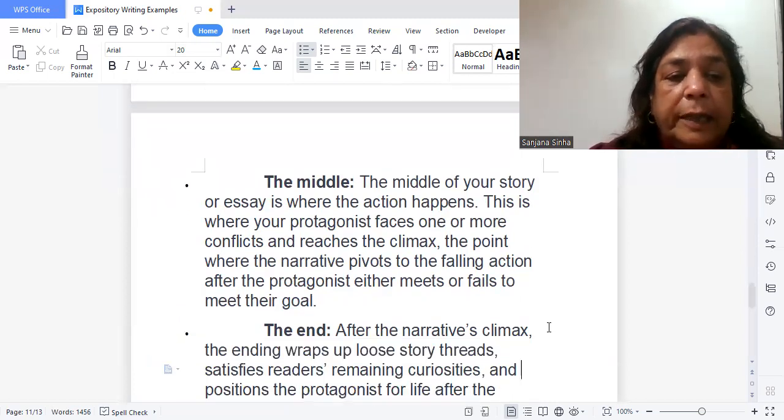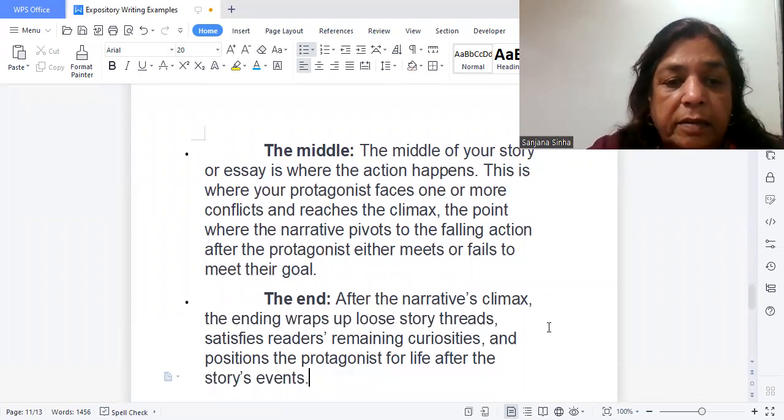And then, of course, the end. The end, after the narrative's climax, wraps up loose story threads, satisfies readers' remaining curiosities, and positions the protagonist for life after the story's events.